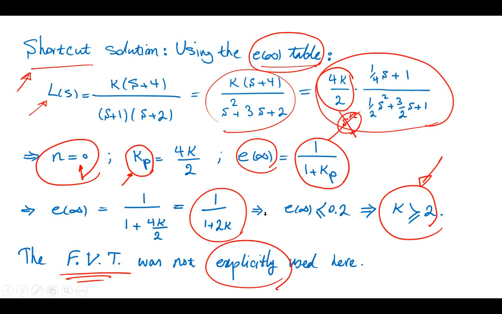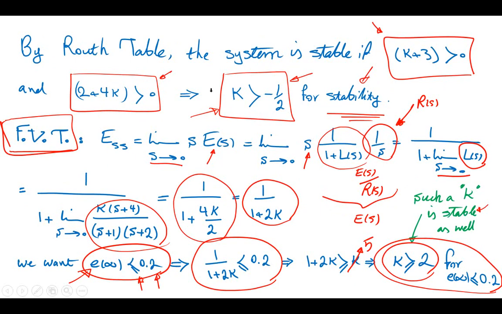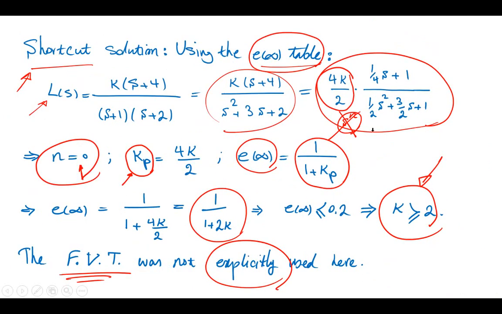So we still need to make sure that the resulting k will lead to a stable system as well. So the Routh table part, which we did here, is still required, but we do not need to go through the final value theorem. So there are two ways: one, the final value theorem; the other, the steady state error table, and they will give the same result.